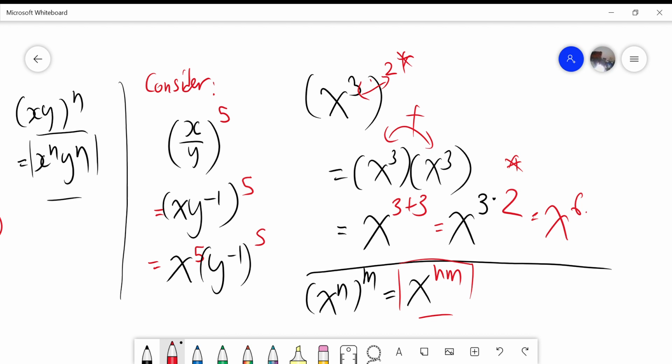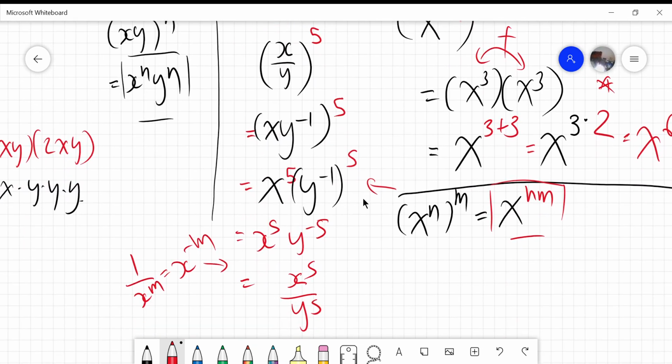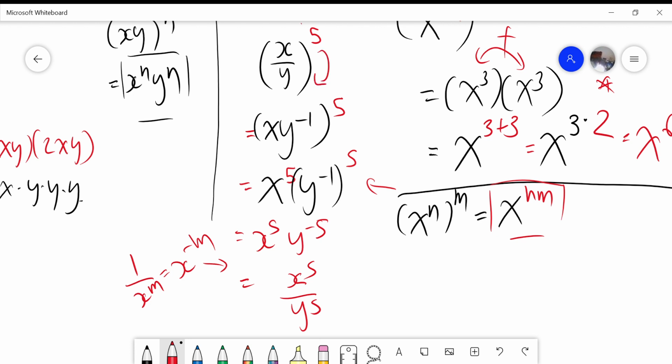And now we can go back to this equation. So this is going to be x to the 5, y to the minus 5. And now we can actually complete this. Using 1 over x to the m equals x to the minus m, we can rewrite this as x to the 5 over y to the 5. And you notice that, again, the power also distributes to the denominator and the numerator. And these are basically all the rules.